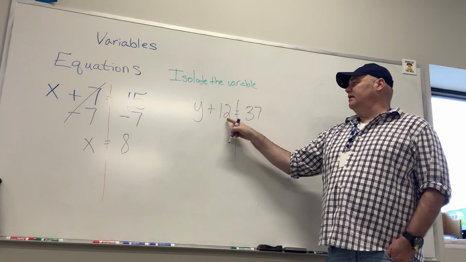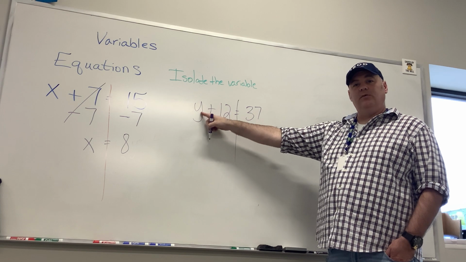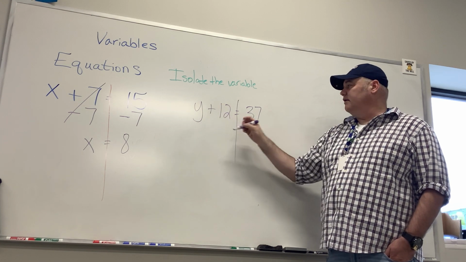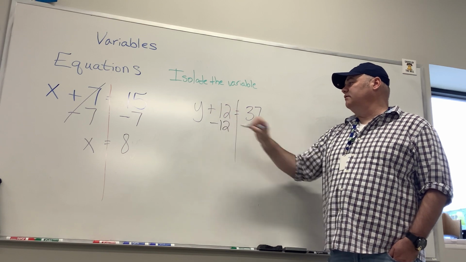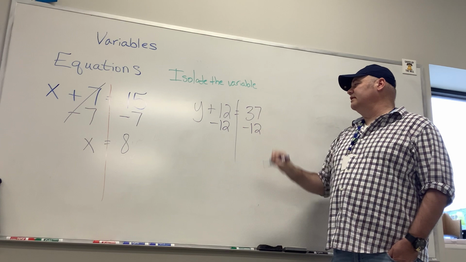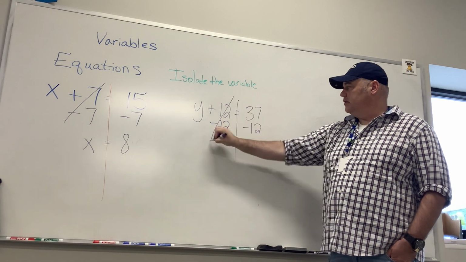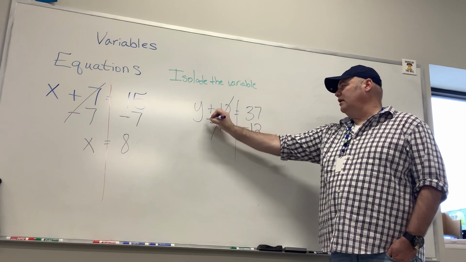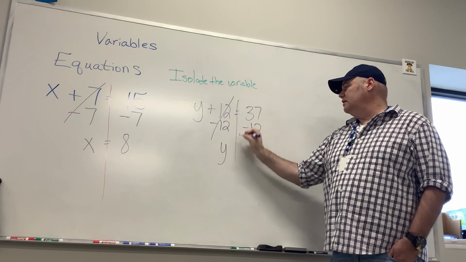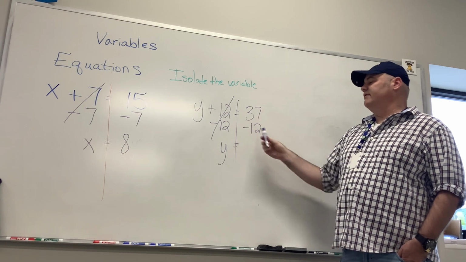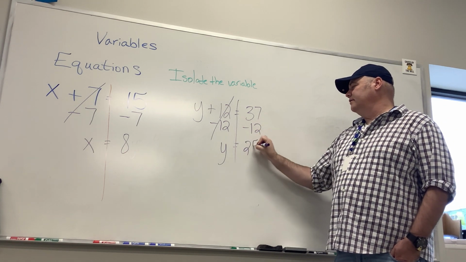We want this to become 0. We want to isolate the variable, the y, doesn't matter what letter it is. So we need to get rid of this positive 12. So we need to subtract 12. And if we do that on this side of the fence, we need to do it on this side. Those cancel out. 12 minus 12 is 0. We're left with the y equals, that equals doesn't go away. 37 minus 12 is 25.